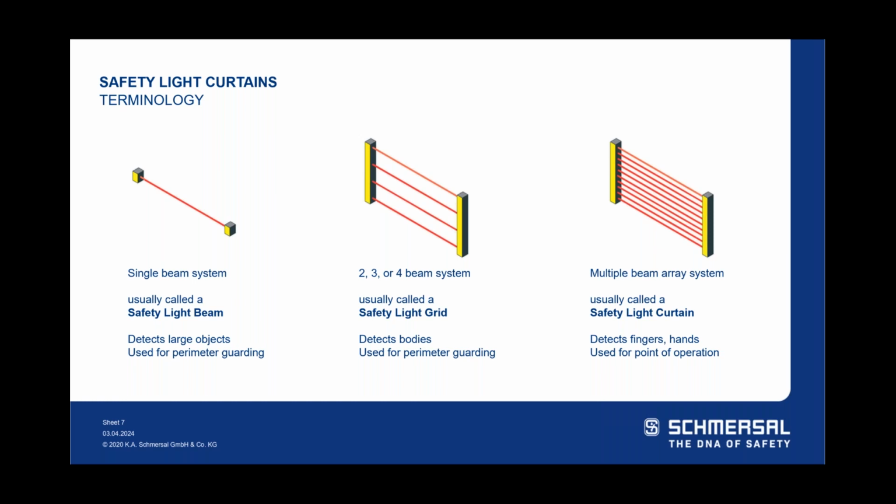And then the one in the middle, safety light grids, typically used to detect bodies because it's just a 2, 3, or a 4 beam system. You can see the big spaces between beams because of the larger objects that it's detecting. And then our safety light curtains are our multiple beam array system, which you see on the far right. This detects fingers, hands. So again, then we get into the resolution stuff we're going to talk about in the next couple slides. But you can see that there are 3 different sets here that we break it out to.